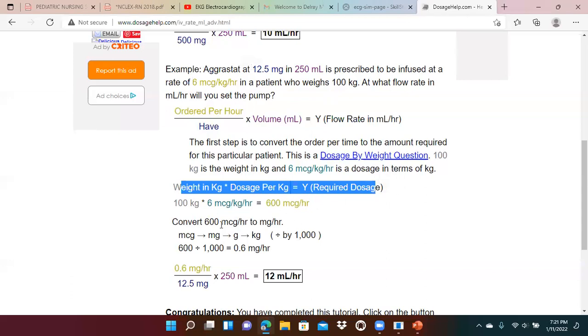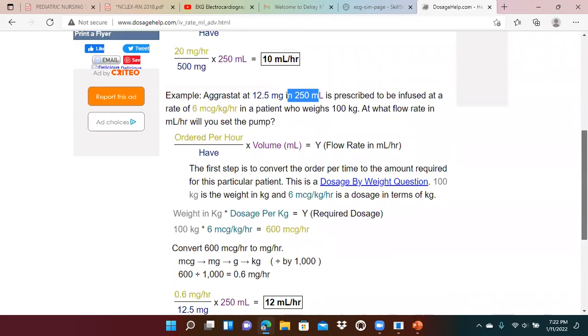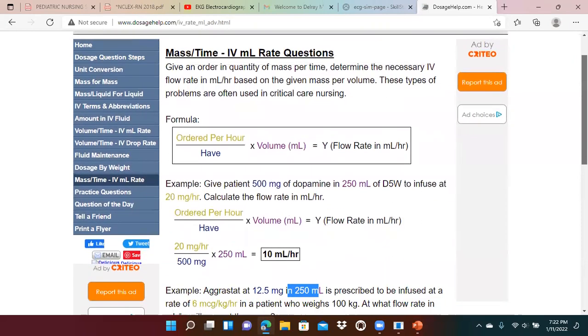So 600 microgram needs to be converted to milligram per hour because of the formula. Small number converted to big number, so divided by 1000, it should be 0.6 milligram per hour. So this is the order per hour divided by the medication in hand, 12.5, and volume is 250 ml. So it is 12 ml per hour required. So this is the formula we discussed right now.